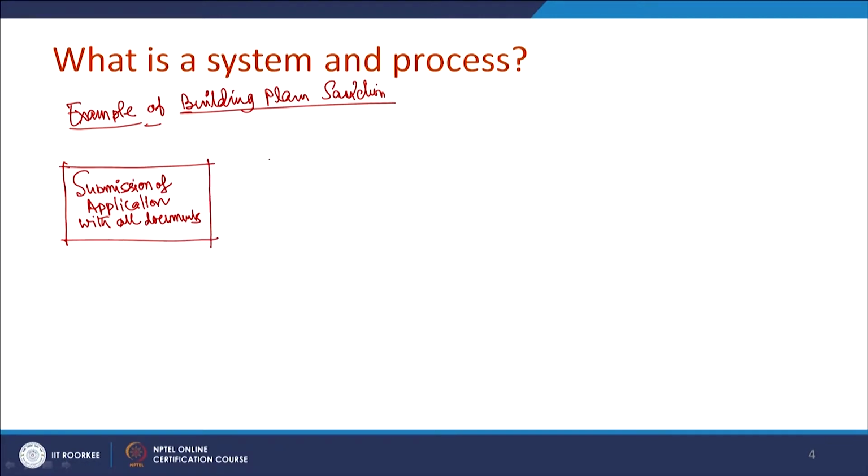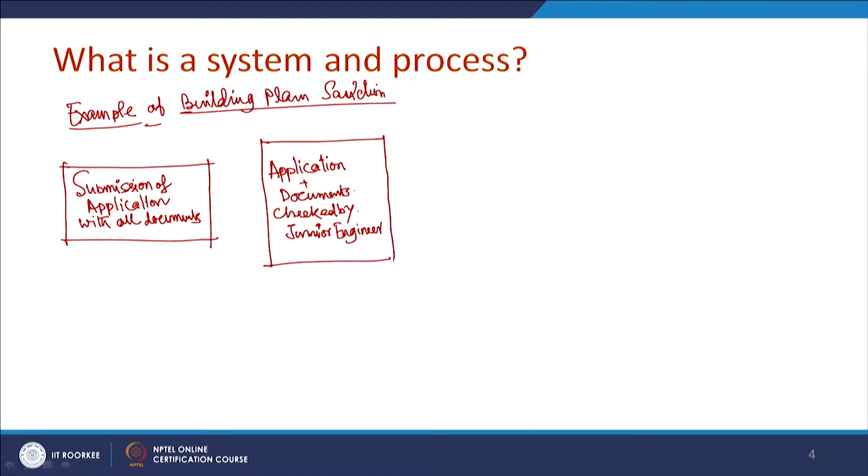Next is that the application plus documents are checked by, say, an assistant or junior engineer. Then there can be two scenarios. One is that after initial checking it could be found that yes, it could be forwarded, and no, it may not be forwarded because the papers are not in order.